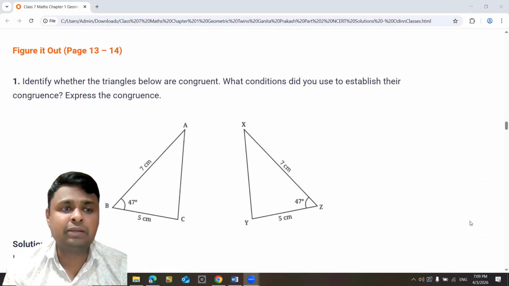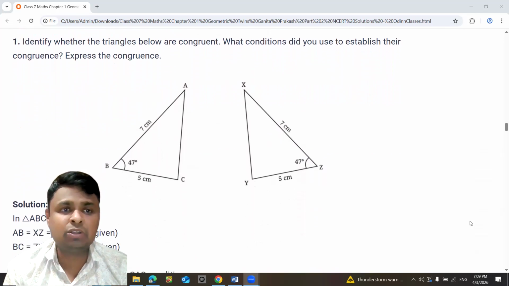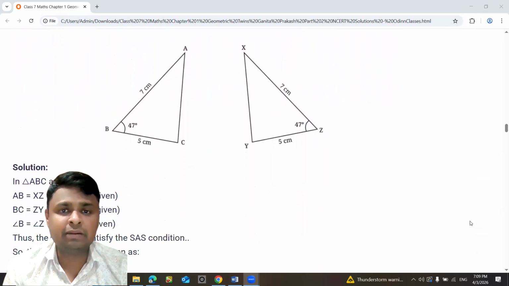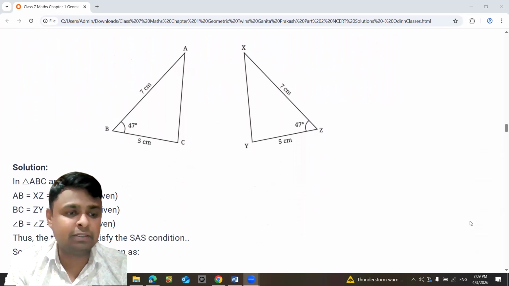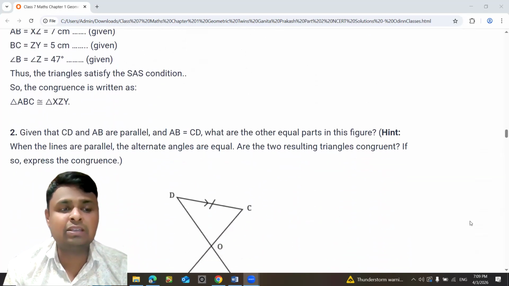Now look at this one. Identify whether the two triangles are congruent and establish the congruence. Now look at the figure. We have two sides congruent, AB 7 centimeters and XZ is also 7 centimeters. BC and ZY both are 5 centimeters. Angle B is congruent to angle Z, which is 47. So there is a condition called the side angle side test, SAS test. The two triangles are congruent.